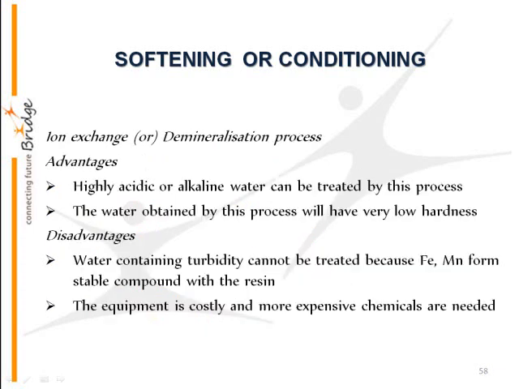The advantages of this process are that highly acidic or alkaline water can be treated by this process, and the water obtained by this process will have very low hardness. However, the disadvantages are that water containing turbidity cannot be treated because Fe and Mn form stable compounds with the resin. The equipment is costly and more expensive chemicals are needed.